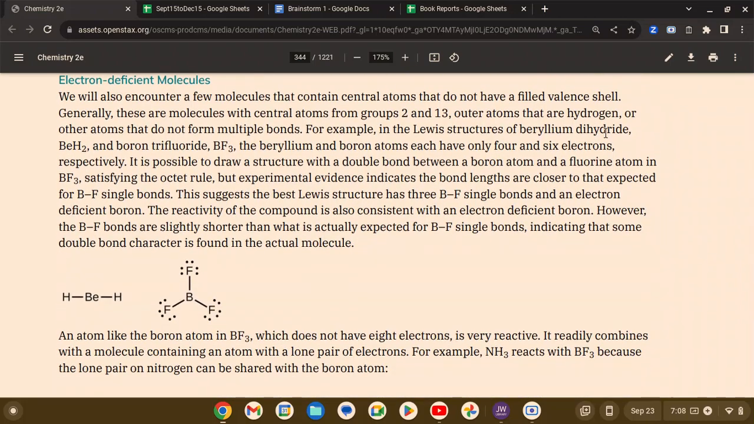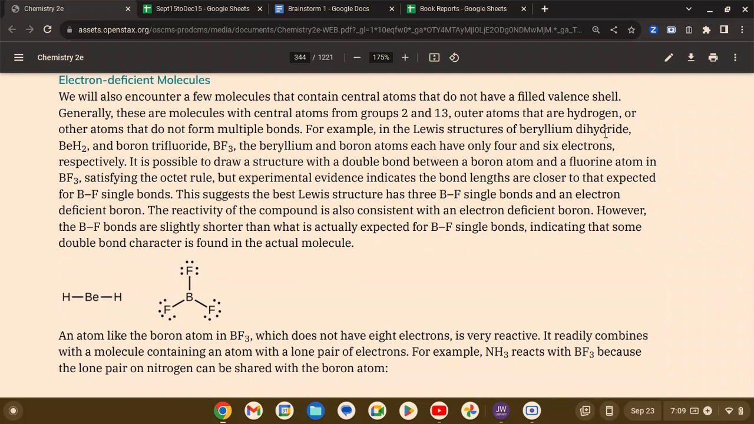Electron-deficient molecules. We will also encounter a few molecules that contain central atoms that do not have a filled valence shell. Generally, these are molecules with central atoms from groups 2 and 13, and outer atoms that are hydrogen or other atoms that do not form multiple bonds. For example, in the Lewis structure of beryllium dihydride, BeH2, and boron trifluoride, the beryllium and boron atoms each have only 4 and 6 electrons respectively.